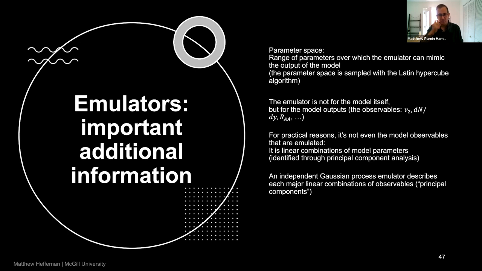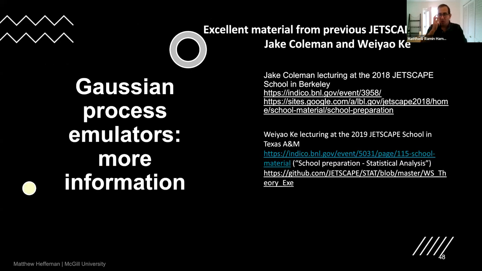Practically, I won't get into this too much, it's not actually even the observables themselves. What we typically do is use a dimensionality reduction technique called principal component analysis, and we emulate the dependence of the principal components on the model parameters, and then transform back to compare. If you're curious, I'll provide a little more information in the hands-on session, but there's some excellent material from previous JETSCAPE schools. I'd just like to highlight two in particular: Jake Coleman's at the 2018 JETSCAPE school, as well as Wei Yao's at the 2019 JETSCAPE school. Here are some hands-on materials if you want to look at these in a little more depth.